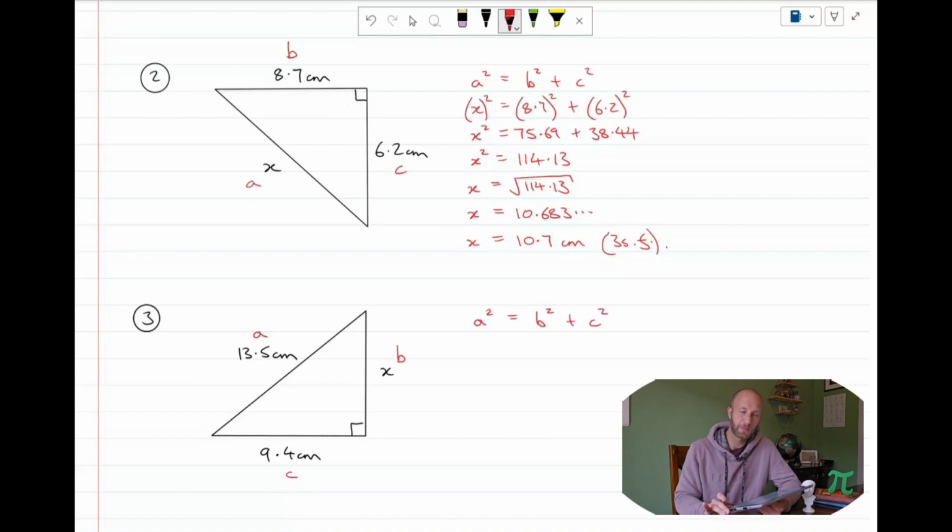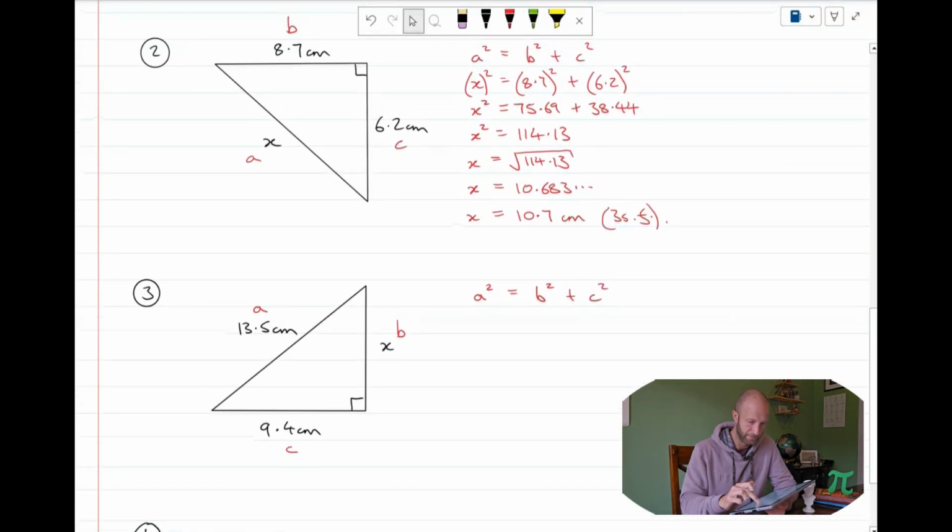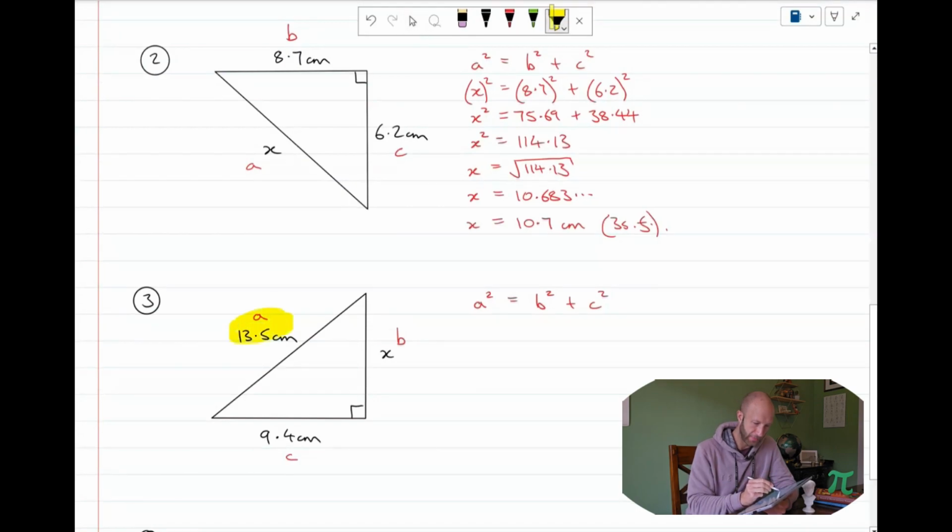Write down your formula, that way you will remember it, and it's nice and easy to see the substitution happening as well. So from here, A is 13.5, and that's where this question is a little bit different. People always want to put the x first, but it's not the x that goes first, it's the A that goes first. Wherever the A is, and whatever the A is represented by, that's going to go here. So A squared is 13.5 squared. This time B is the x. So we put our x in place of B in brackets, squared. And then C is 9.4. So we put 9.4 in place of C in brackets and have our squared there.